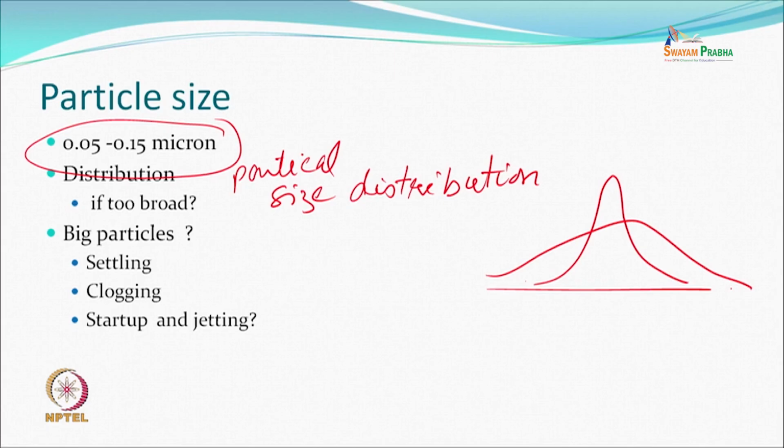Big particles will have a problem that because of size they may settle down by gravity. They would obviously very naturally be the ones responsible for clogging. The finer ones keep moving out, the larger ones may actually get stuck, and that would lead to startup and jetting problems.